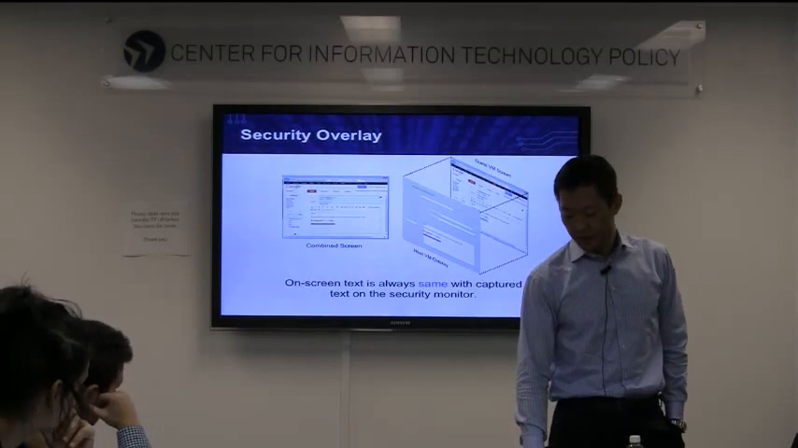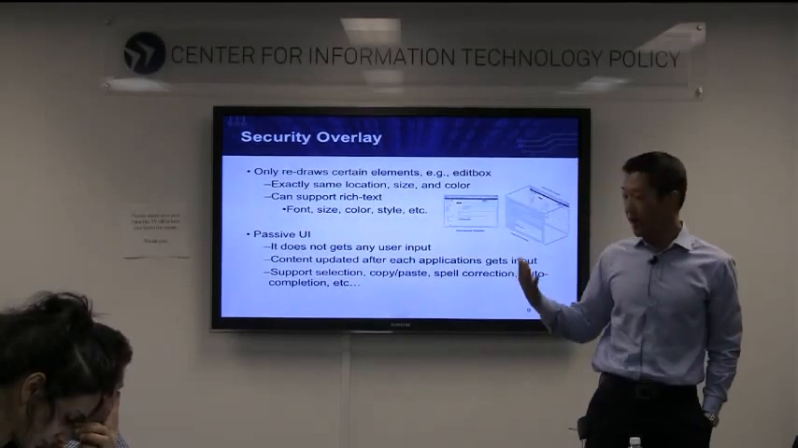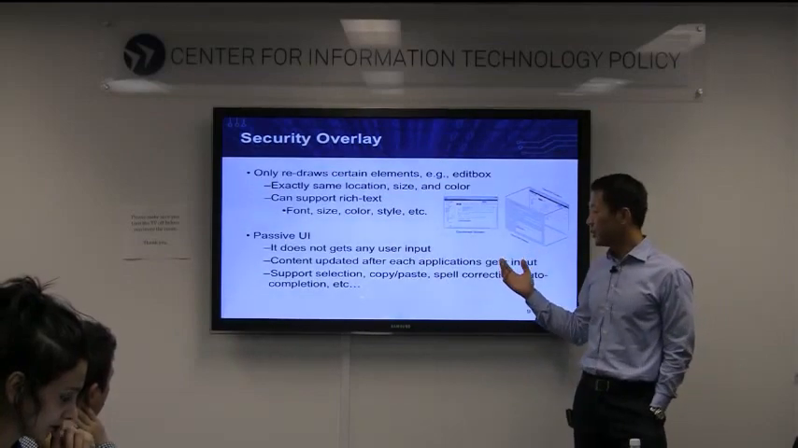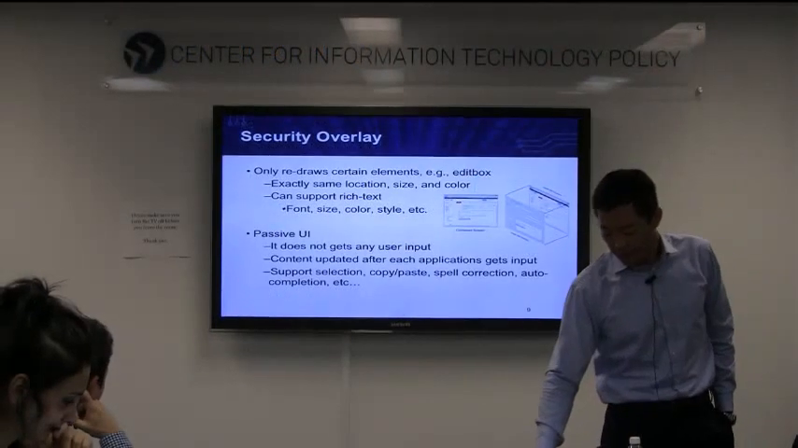Any other question? Okay. So, like I said, basically it just redraws elements that are important. Let's say it's an edit box, and it's actually a passive UI, meaning that it doesn't actually get the application input. It actually just intercepts it through the hardware interface and then just destroys it. In a sense, we don't actually filter from the application. The application still gets the input, but we're just redrawing it. Okay, it actually supports most of the UI interactions.